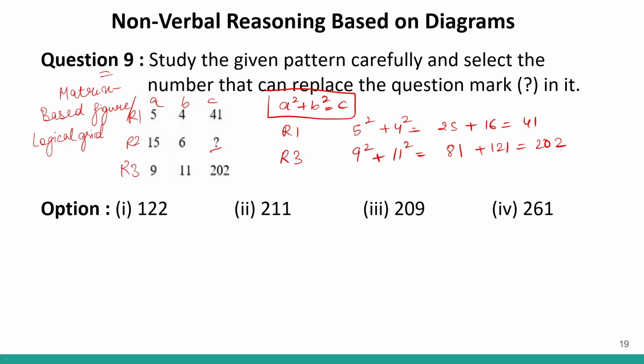So now we'll find the missing element in row 2 using the same logic. In row 2, if I use the same logic, we'll do 15 square plus 6 square. So 15 square is what? 225 and 6 square is 36. So when I add them together, I'll get 261. So 261 will be my answer, which is given in option number 4. So option number 4 will be your correct answer. So this is how you solve a question on logical grid.